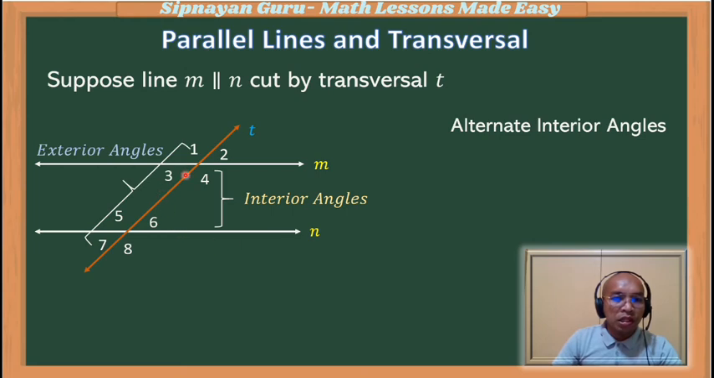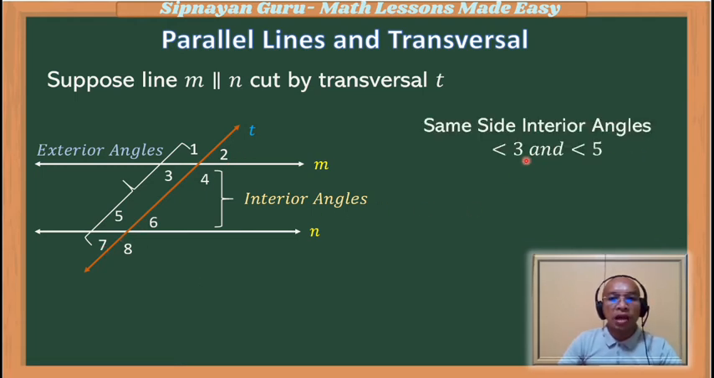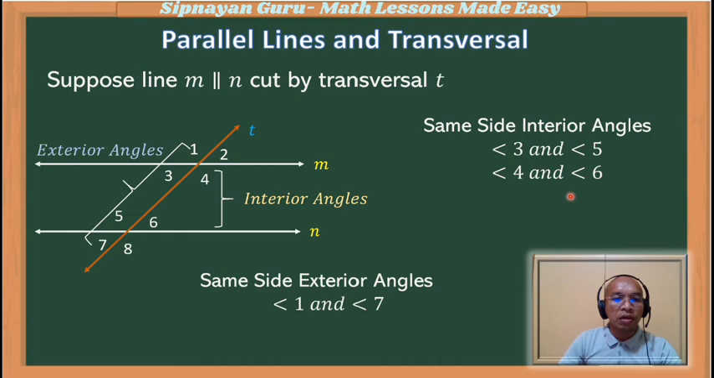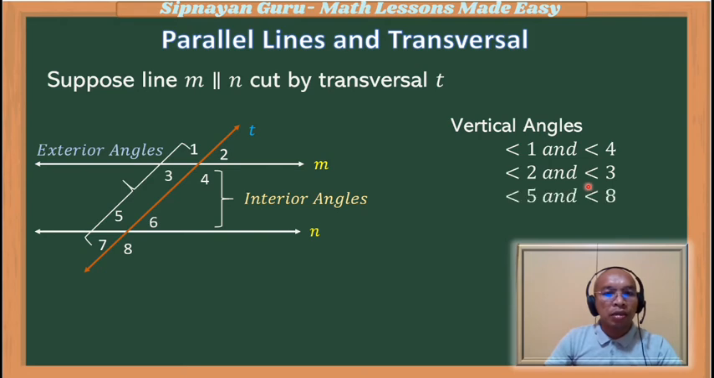What are alternate interior angles from this illustration? Since the interior angles are 3, 4, 5, and 6, the alternate interior angles are angle 3 and 6 and angle 4 and 5. Alternate exterior angles are angle 1 and angle 8, angle 2 and angle 7. Same side interior angles: angle 3 and angle 5, angle 4 and angle 6. Same side exterior: angle 1 and angle 7, angle 4 and angle 8. And lastly, we have the vertical angles: angle 1 and angle 4, angle 2 and angle 3, angle 5 and angle 8, angle 6 and angle 7.